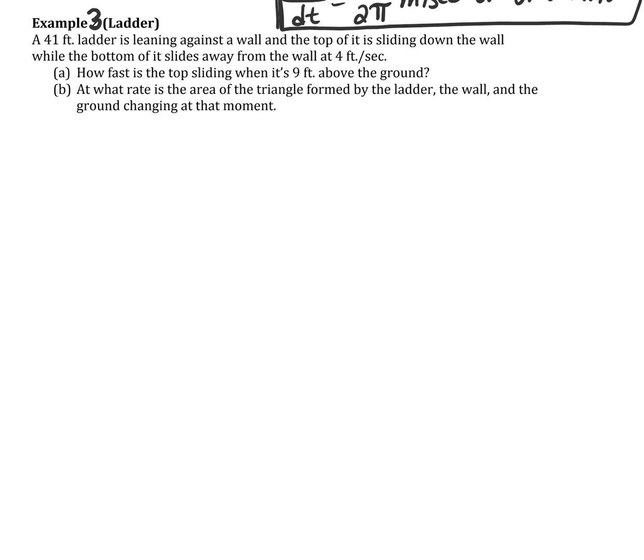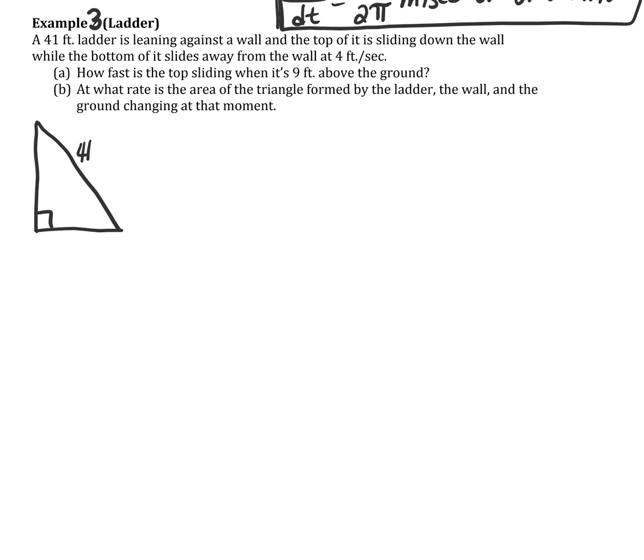In this example, we are looking at a ladder leaning against a wall. So here is the wall, and then here's the ladder on the diagonal because it's leaning. We can make a nice right triangle out of this. It's telling us the ladder is 41 feet.